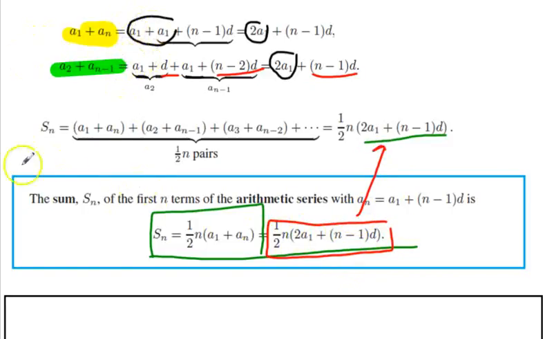All right. So I encourage you to do some practice problems and get familiar with the terminology. See you in class.